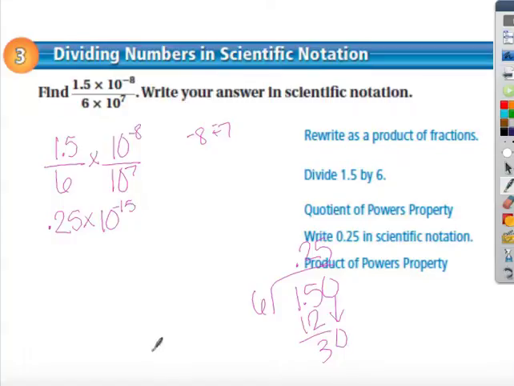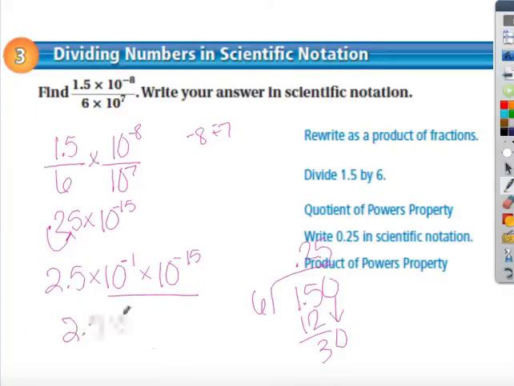We want to check and make sure, is this answer in scientific notation? The answer is no, because 0.25 is less than 1. So we need to move our decimal one place. We get 2.5 times 10 to the negative 1 power. And then we got to bring down our original power of 10, okay? Now we go back to our product of powers property. We want to combine these two guys. So 2.5 times 10 to the negative 16th. This would be your final answer.